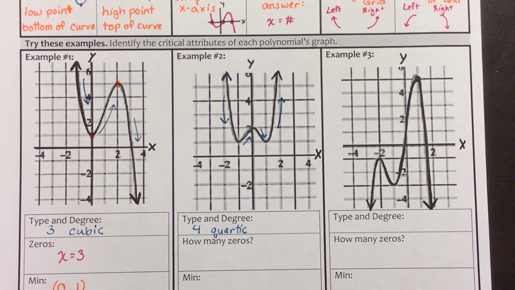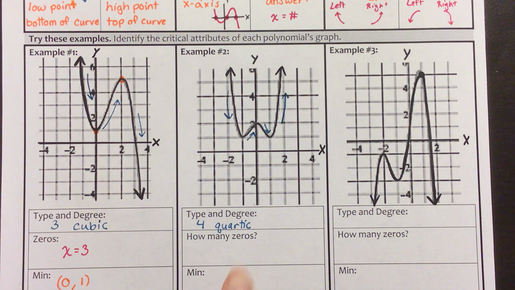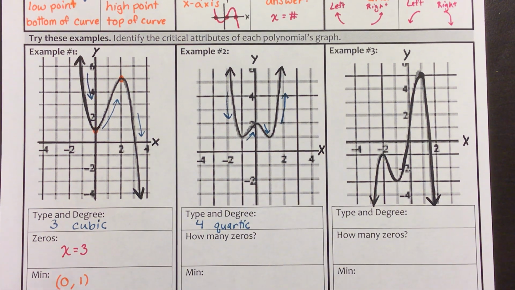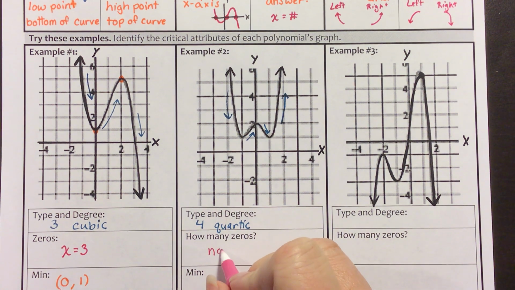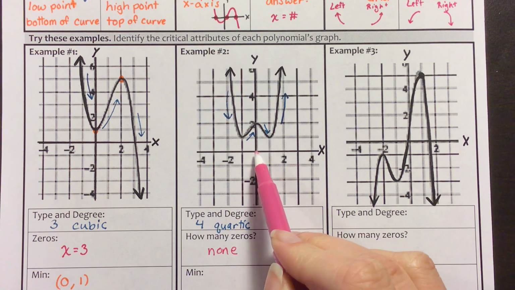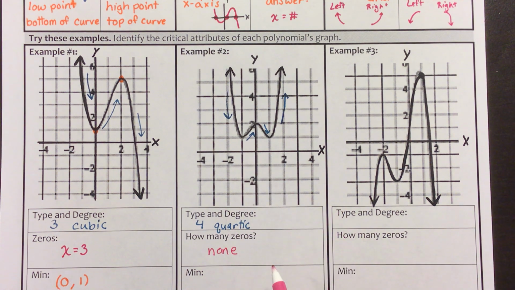Okay, how many zeros are there? Where does our graph touch the x-axis? Nowhere. So you can just put the word none or not applicable or something like that. I don't want you to put the number 0 if it says how many zeros. Because if you put literally a 0, then I do not know if you mean x equals 0, your graph crosses at 0, or there are none. So just use the word none and we'll call it good.